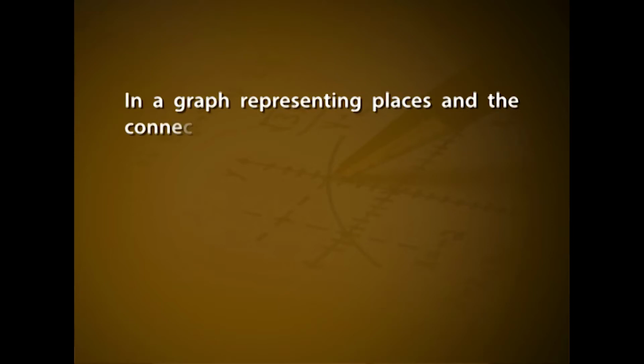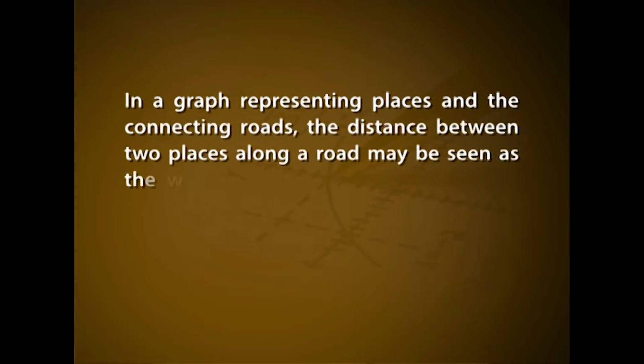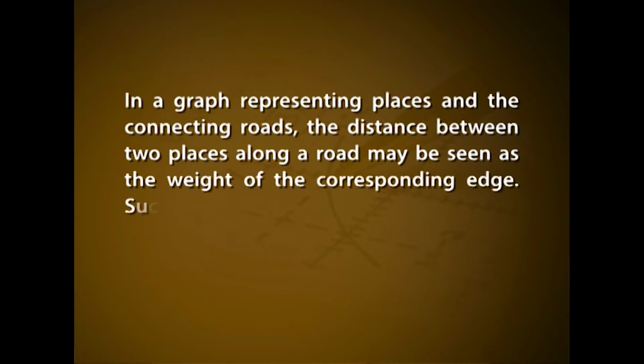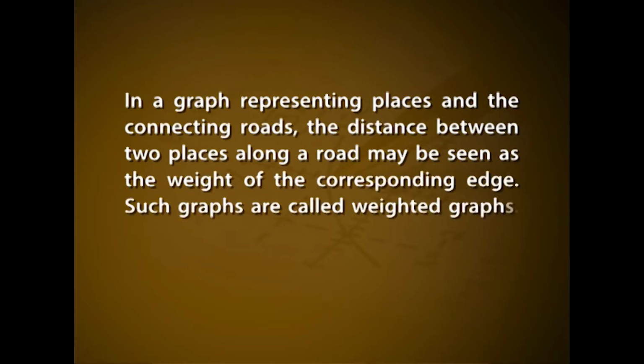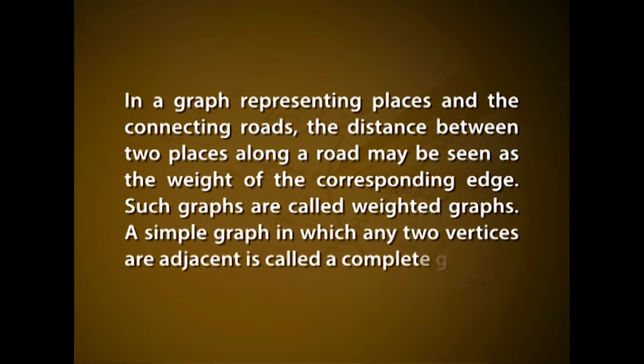Sometimes weights or numerical values are assigned corresponding to the edges. For instance, in a graph representing places and the connecting roads, the distance between two places along a road may be seen as the weight of the corresponding edge. Such graphs are called weighted graphs. A simple graph in which any two vertices are adjacent is called a complete graph. A complete graph on n vertices is denoted by Kn.